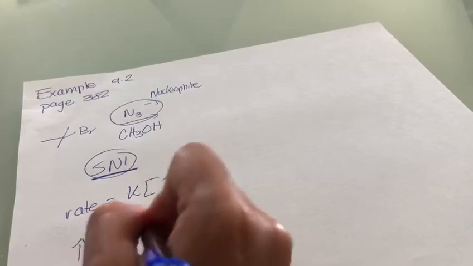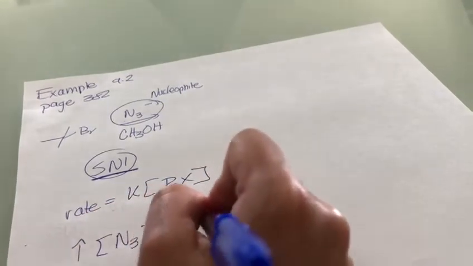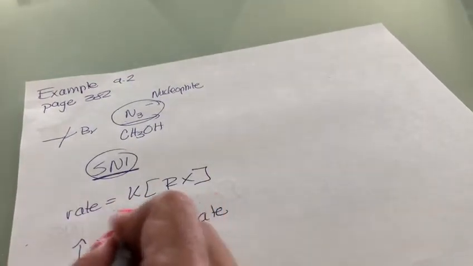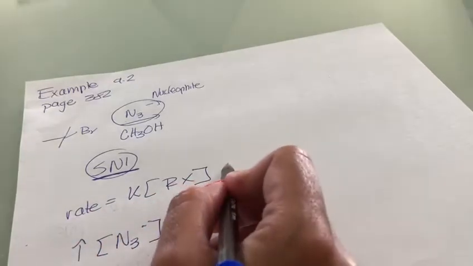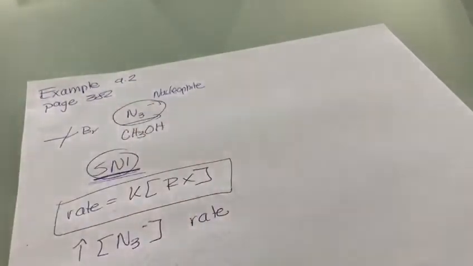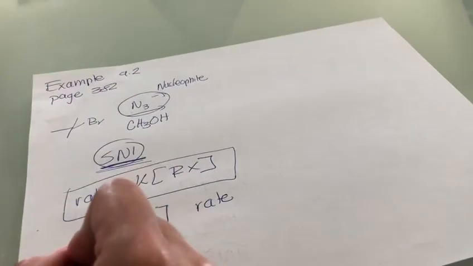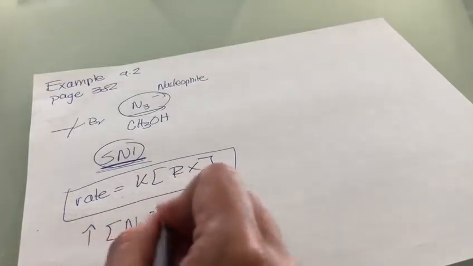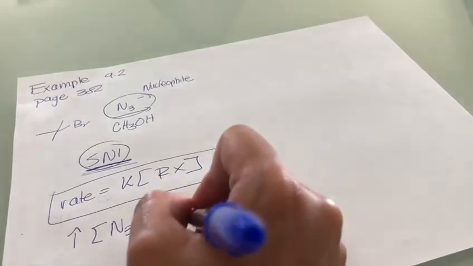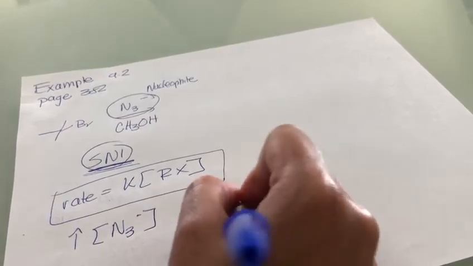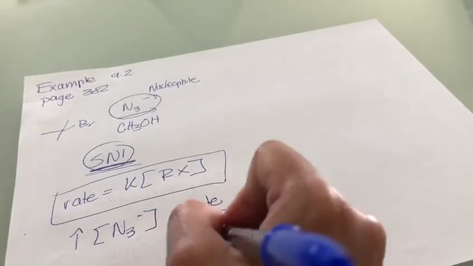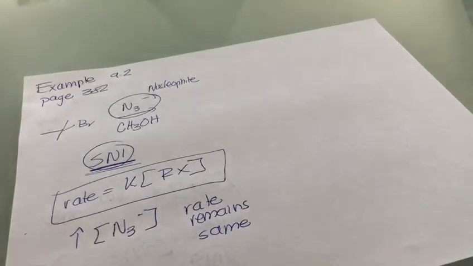So if you increase the concentration of your nucleophile, then the rate will not be affected, because the concentration of the nucleophile is not part of the rate law for the SN1 reaction. Meaning, if you increase the concentration of your nucleophile, the rate will remain the same, because the nucleophile concentration does not appear in the rate equation for the SN1 reaction.